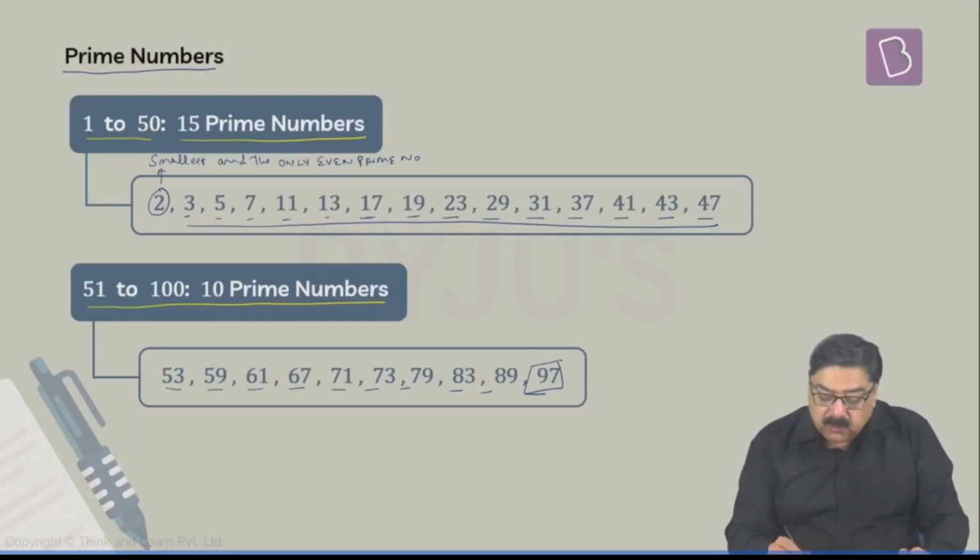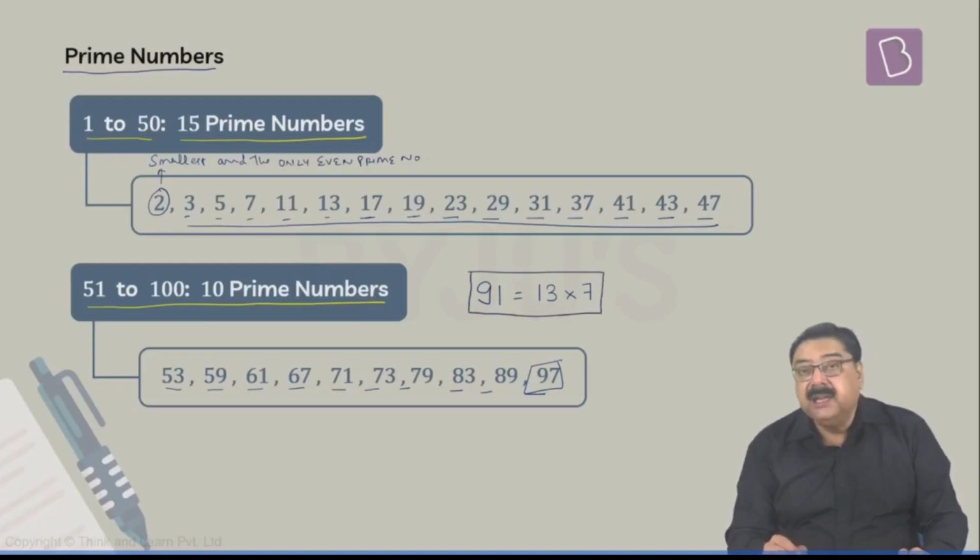Now some of you might have a doubt: what about 91? Is it a prime number? Well, kindly remember, and it will be useful for you in certain questions also, that 91 is 13 into 7. So hence it has more than 2 factors. 91 is a composite number.